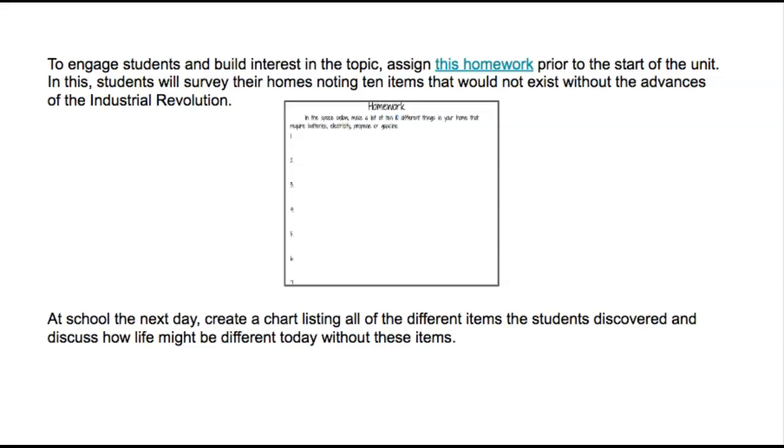The hook to the unit is a homework assignment in which students will look around their houses for 10 items that are powered by batteries or electricity, other forms of energy that were not in existence before the Industrial Revolution, and then come back to school the next day, and there's an activity that involves a discussion with the class and a brainstorming chart.